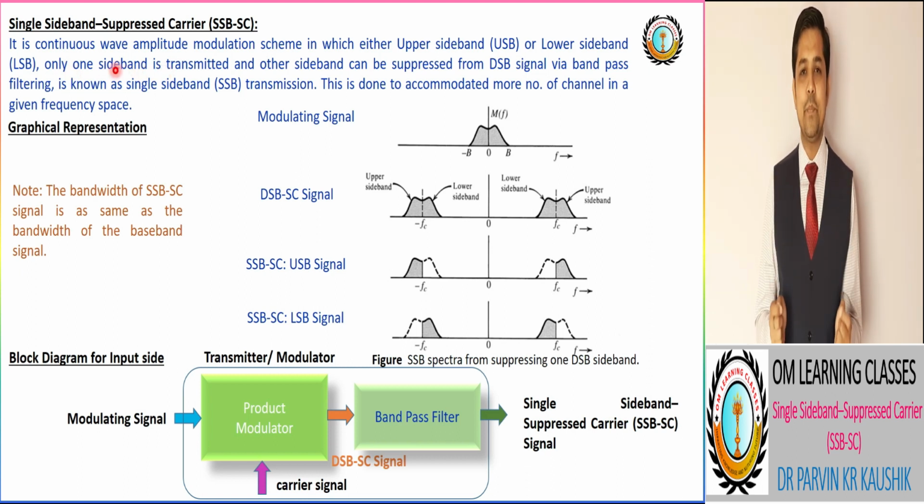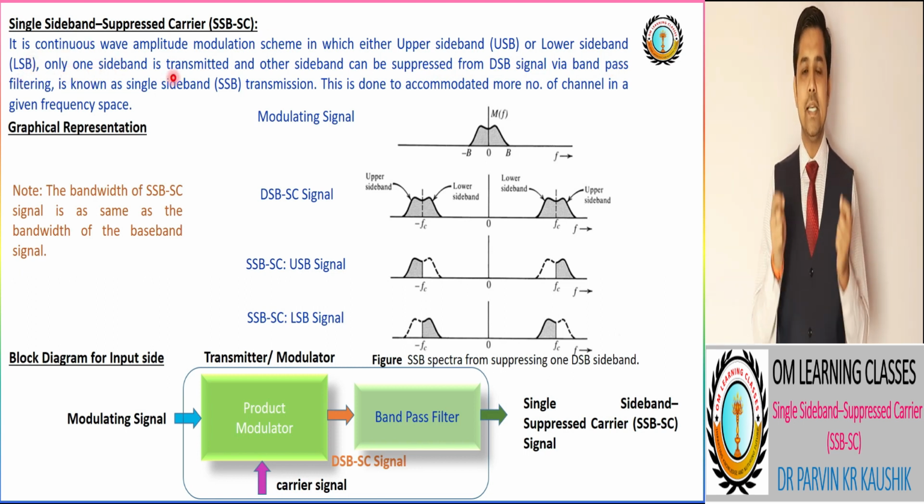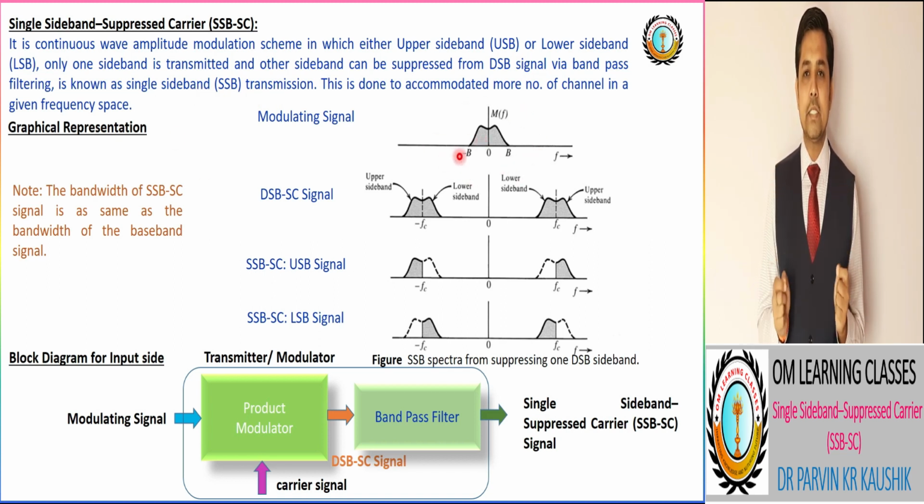This modulation technique offers the transmission of only one sideband. It can be the upper sideband or the lower sideband. Due to this, it is known as the single sideband transmission modulation technique. As per the graphical representation, we have the modulating signal. The modulating signal has a maximum operating frequency f and a bandwidth of b hertz.